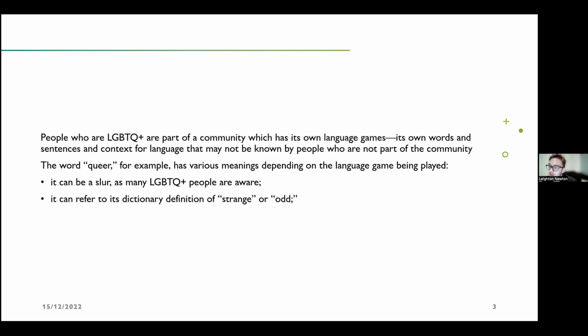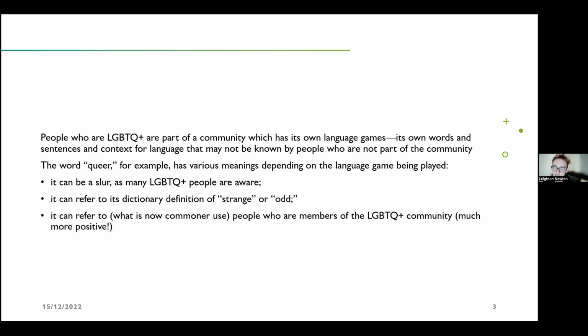It could refer to the dictionary definition of strange or odd, or we can use it to refer to what is more common now, people who are members of the LGBTQ community, which is a much more positive thing. But that doesn't mean that the other two definitions aren't relevant anymore. For a lot of people, the word queer is too much, it carries too much harm to use normally, because the rules of their language game are different to the rules of our language game. And that's why this is important.